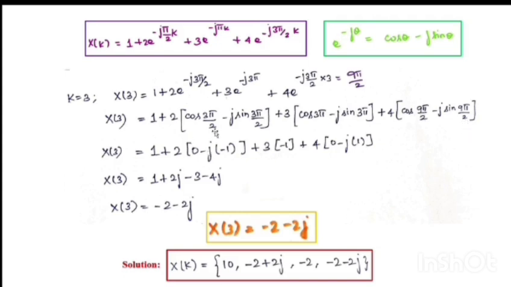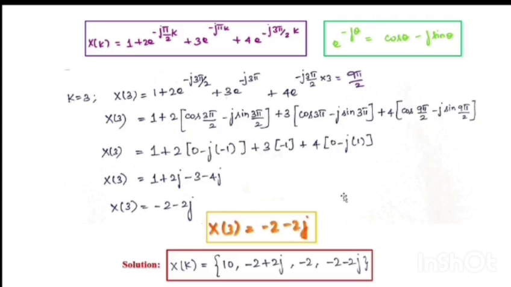So now, as usual, you are going to use the calculator. You set up the calculator in radian mode, and you calculate cos 3 pi by 2, which is nothing but 0. j sin 3 pi by 2 is nothing but minus 1. Similarly, you calculate all these things. Cos 9 pi by 2 is 0 and sin 9 pi by 2 is nothing but 1. While solving, you will end up with 1 plus 2j minus 3 minus 4j. 1 minus 3 is minus 2. 2j minus 4j is minus 2j. So this is nothing but minus 2 minus 4j.